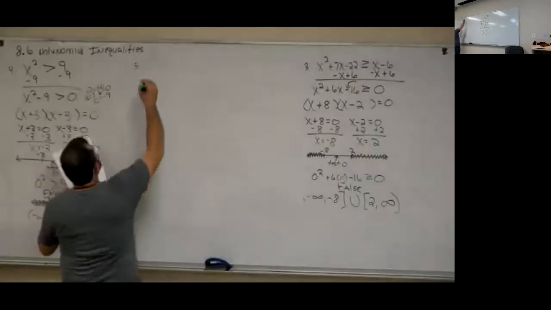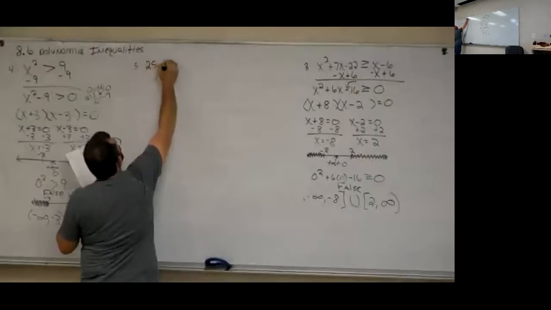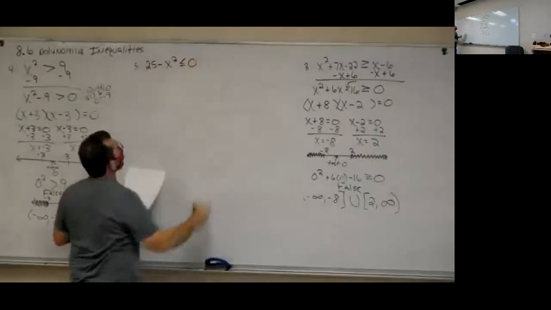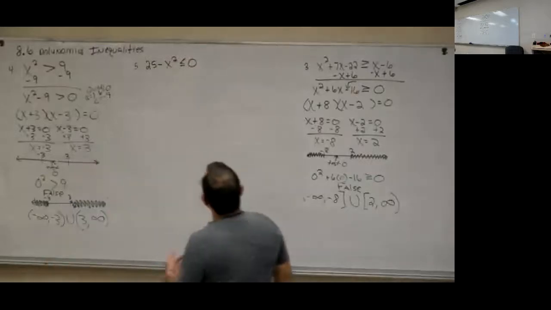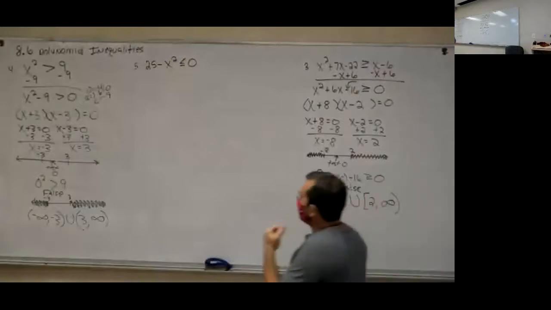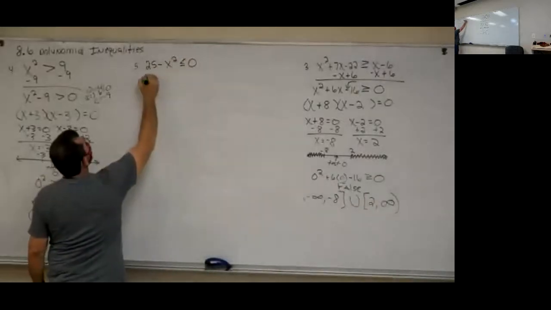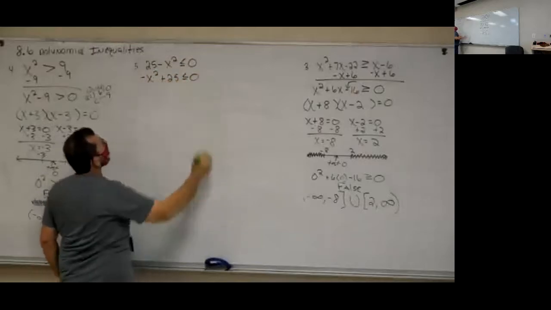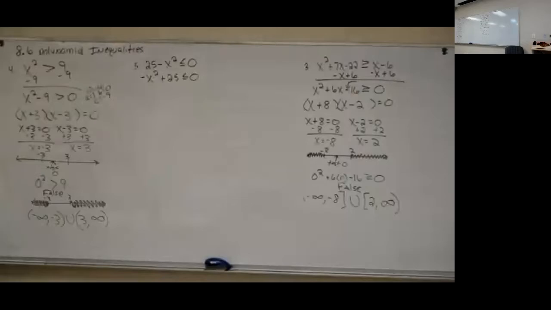All right, let me try this one. 25 minus x squared is less than or equal to 0. So let me tell you what I'm going to do to that. I'm going to rearrange it. I don't like my x squareds being last, and I don't like them being negative. So first of all, I'm going to rearrange it so I get -x squared plus 25 less than or equal to 0. So y'all, I don't like the x squared being negative. So to change that sign, I'm going to divide everybody by -1.